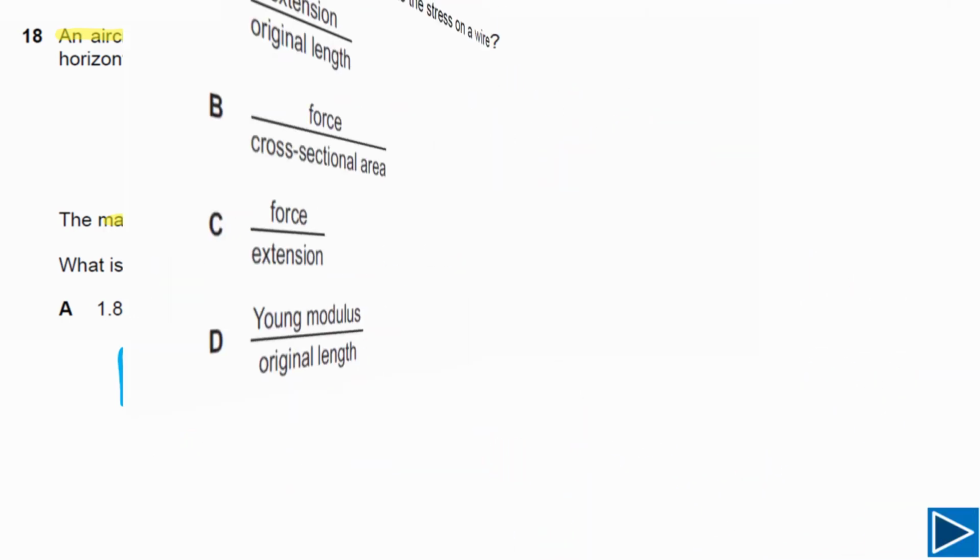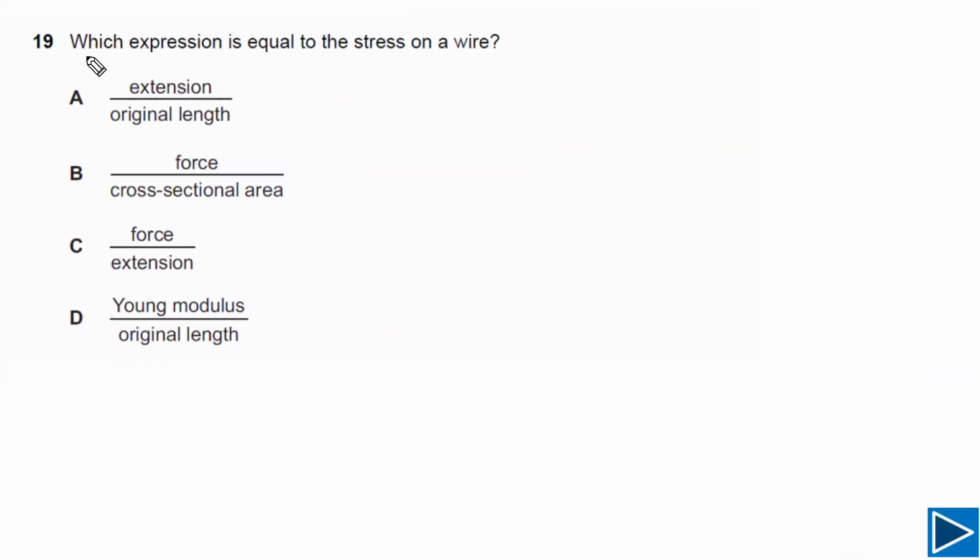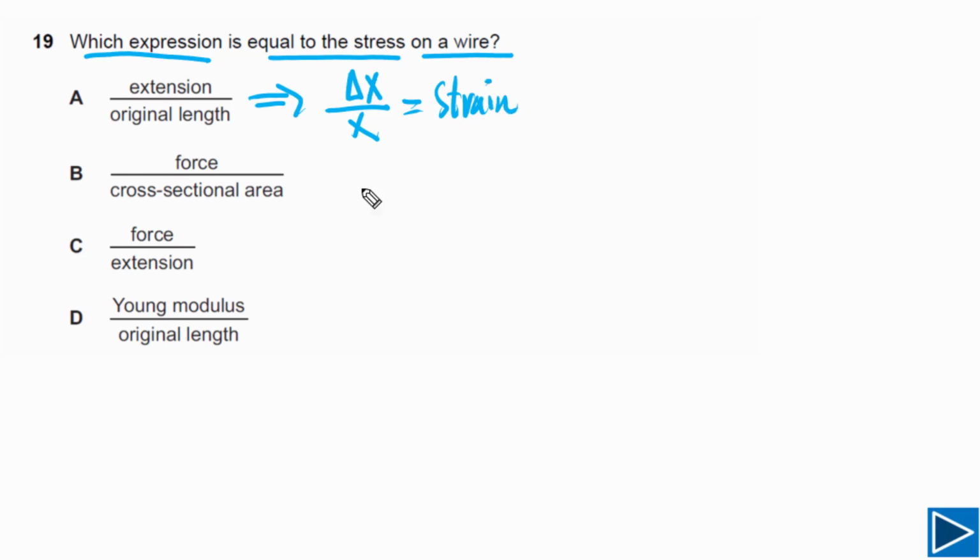That's the answer. Question 19 is simply asking us to find the expression which is equal to the stress on a wire. If you look at option A, this is simply delta x over x, and that is equal to strain. So the first one is not stress because this is equal to strain.